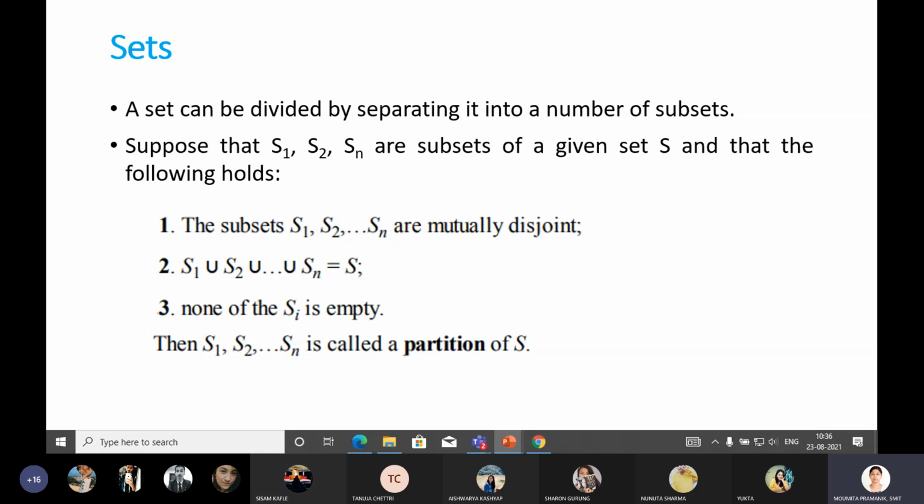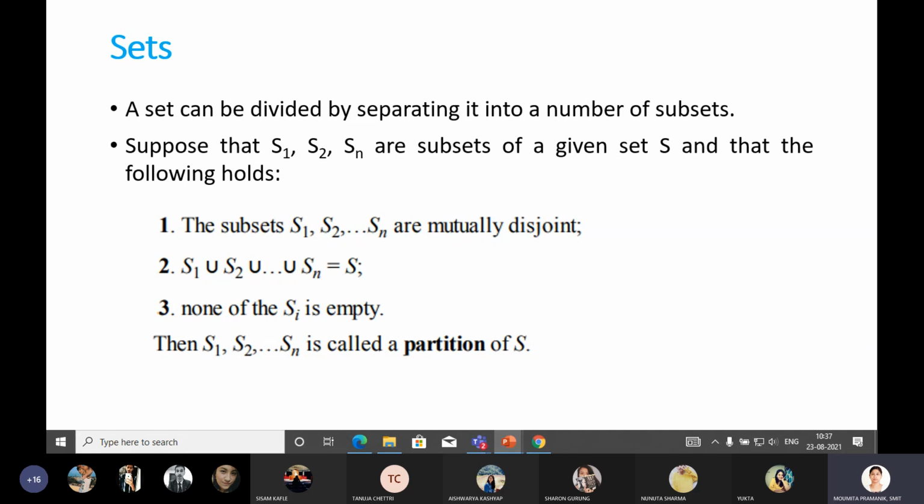So from this conclusion, we can say that a set can be divided by separating it into various subsets. If S1, S2, S3, and Sn are various subsets of the original set S, then we have the following properties: the subsets S1, S2 up to Sn are mutually disjoint, and the union of S1, S2, S3 up to Sn gives the original set S. And if none of the Si is the empty set, then we can say S1, S2 up to Sn is a partition of S.